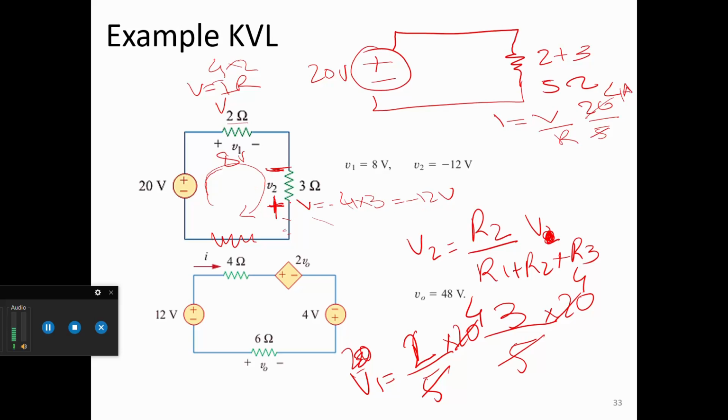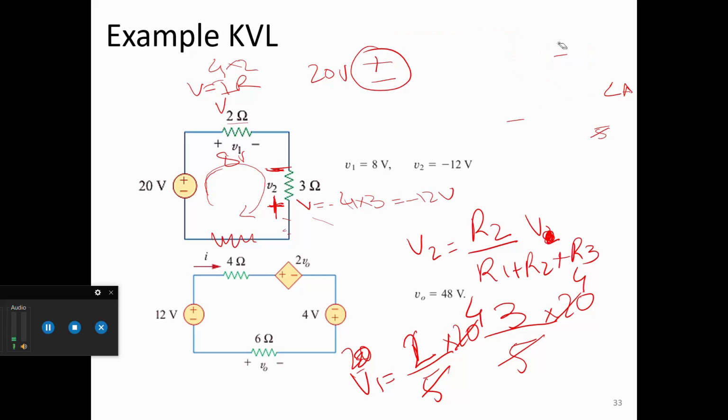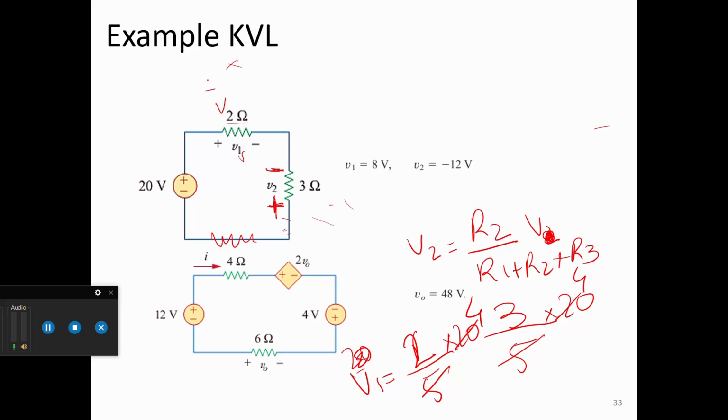Either you can apply different formulas here, like you can apply KVL as well. If you apply KVL here, this becomes like, I just clear this thing and solve it with KVL. Doesn't matter, you can use different techniques to solve these circuits. So this will be like, let's assume this again. So this becomes minus 20, then plus V1 plus V2 equal to 0.